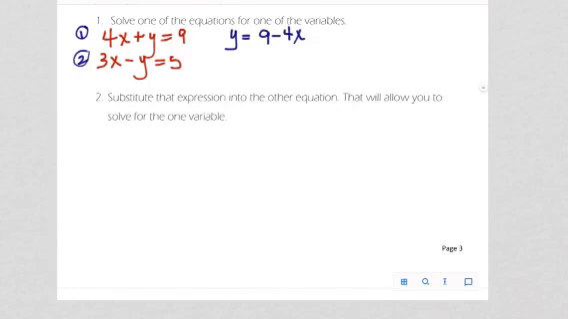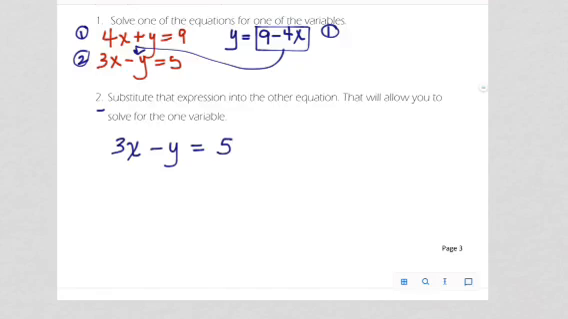Now we will substitute, we're on to step 2, substitute that expression into the other equation. So here's equation 1 solved for y. I'm now going to take 9 minus 4x and place it into equation 2 for the y. Equation 2 says 3x minus y is equal to 5. I'm going to replace y with 9 minus 4x.